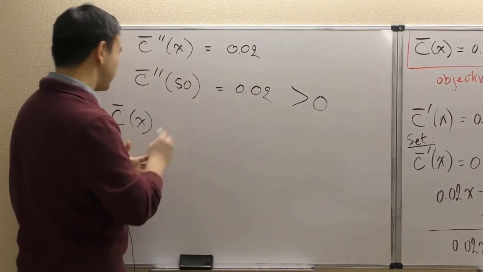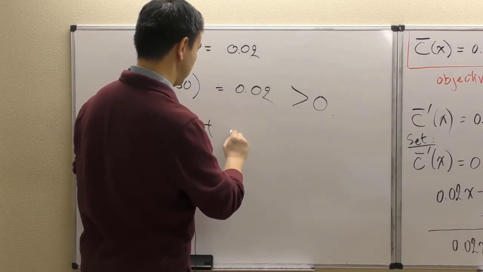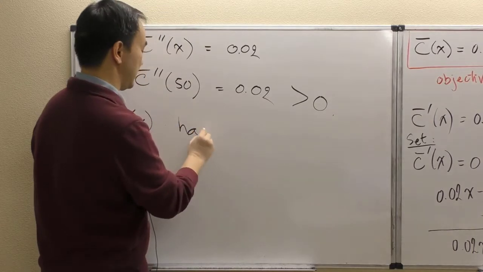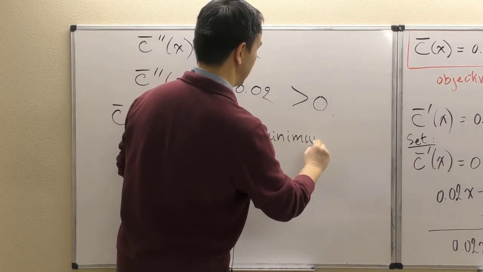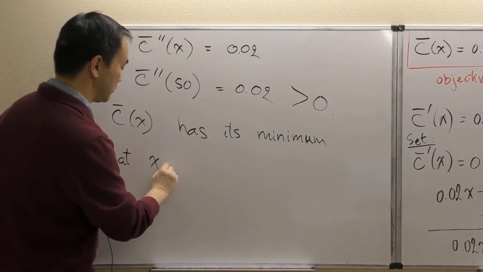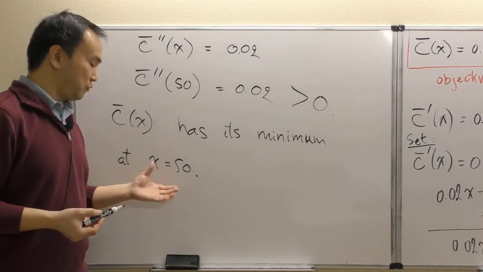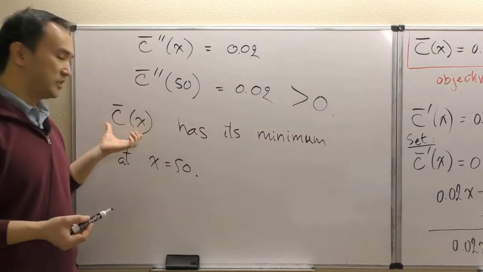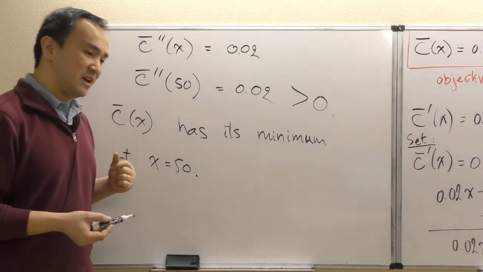C bar has its minimum. That's a better way of saying that. C bar of x has its minimum at x equals 50. So now we made our conclusion. When we can sell 50 baskets, we make the minimum C bar, the average cost, or cost per basket right here. Okay, and so this is just a conclusion.